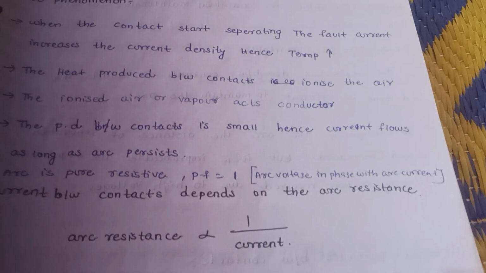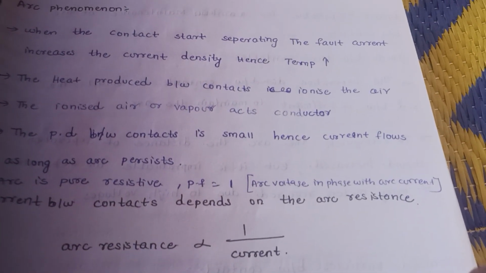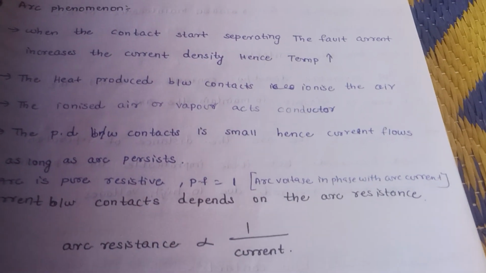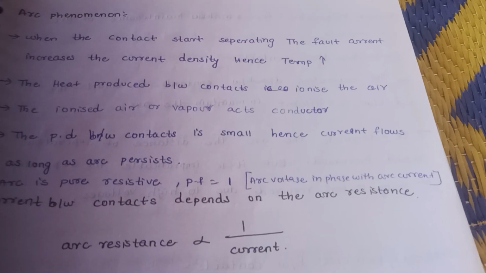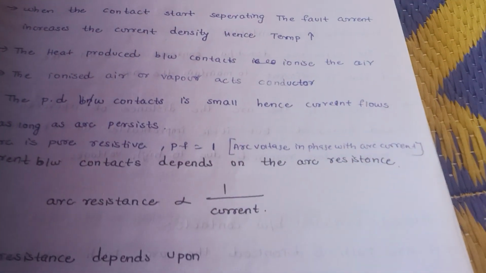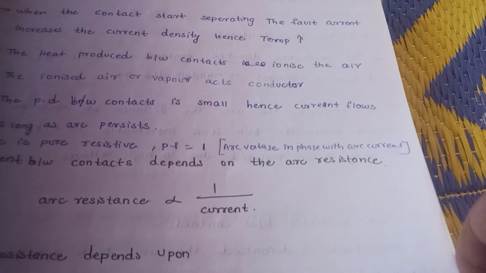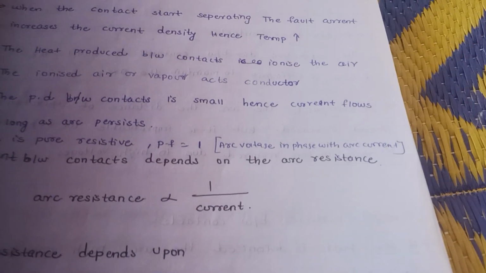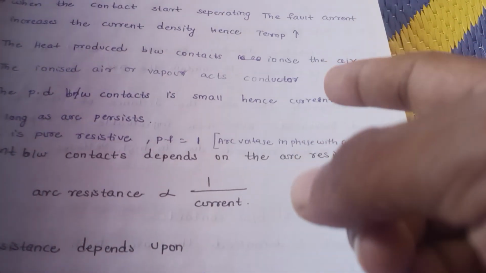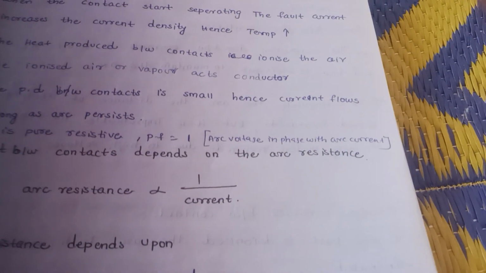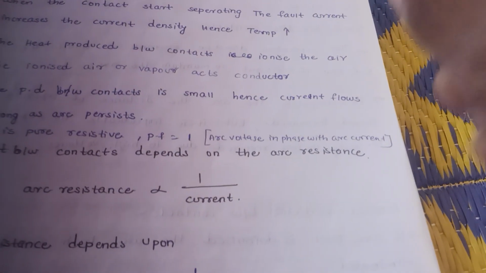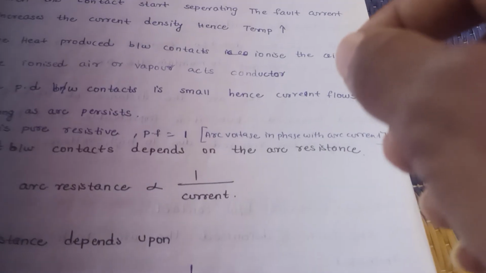Next, the fault current increases the current density while separating the contacts, so the temperature increases due to the arc. This heat produced between the contacts ionizes the air, so that ionized air will act as a medium to conduct the arc.